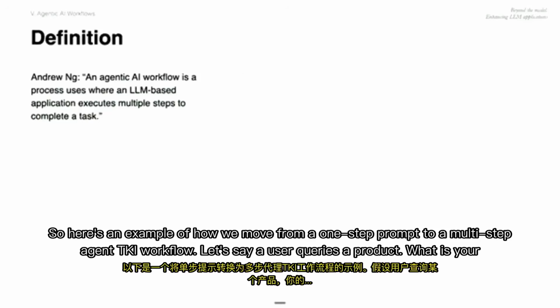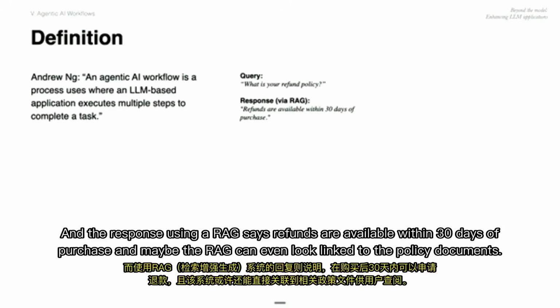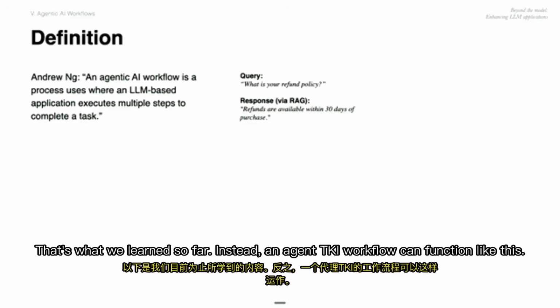So here's an example of how we move from a one-step prompt to a multi-step agentic workflow. Let's say a user queries a product chatbot: what is your refund policy? And the response using a RAG says refunds are available within 30 days of purchase, and maybe the RAG can even link to the policy documents. That's what we learned so far.